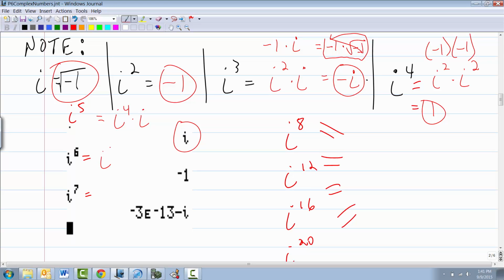i to the 6th? Well, everybody, that's i to the 4th times i squared. What's i to the 4th that we just found out? 1. What's i squared, which everyone should know? This is 1 times negative 1, which is negative 1. That's why you get this when you type it on your calculator.